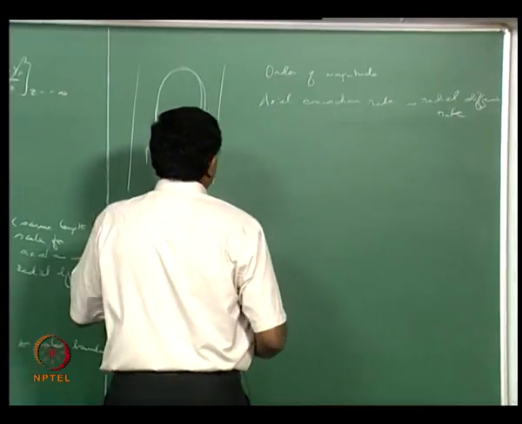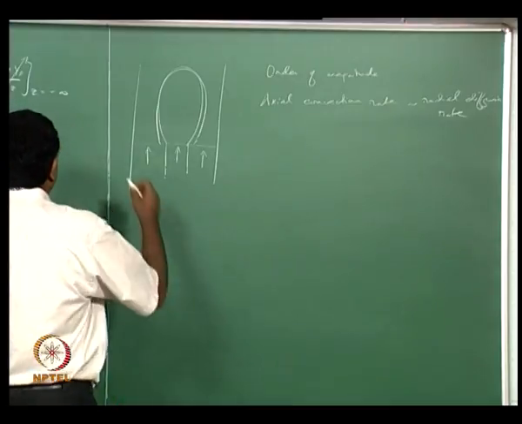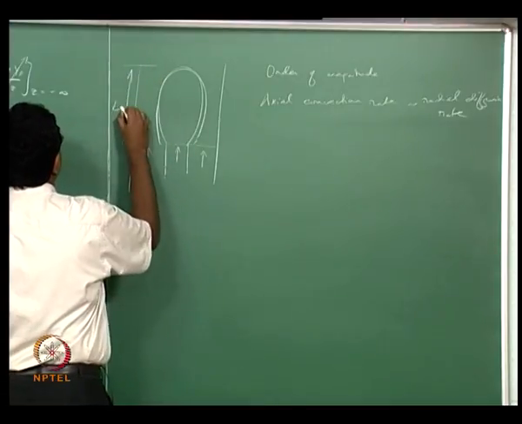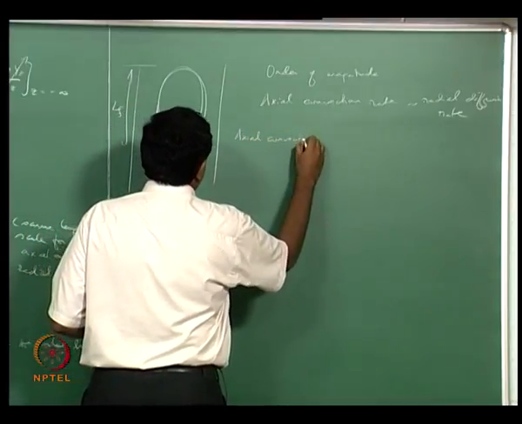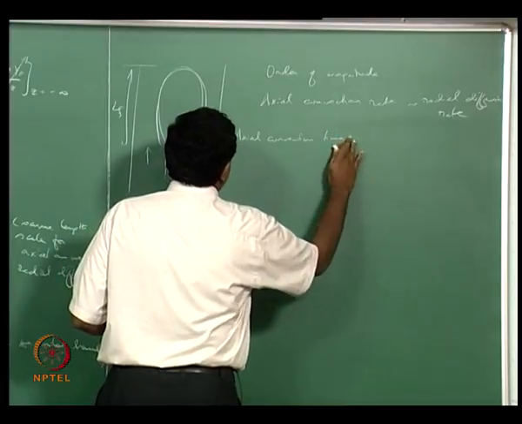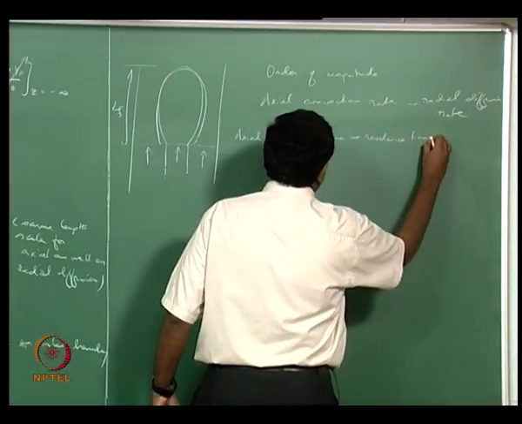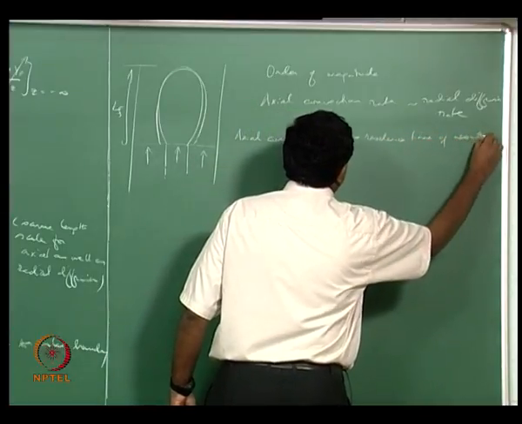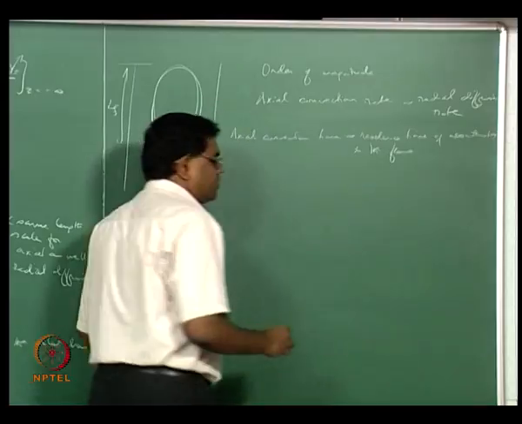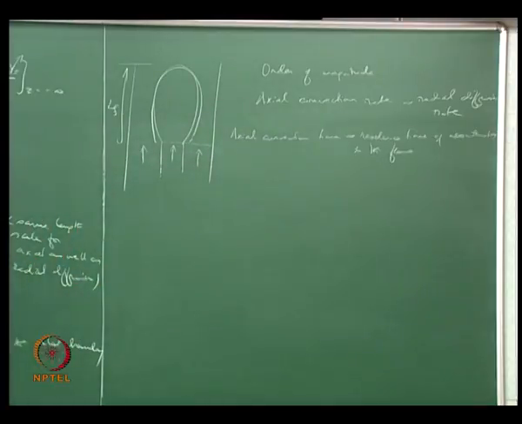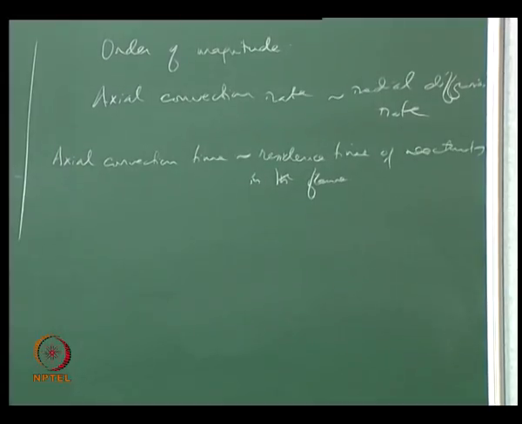An axial convection time scale is essentially, let us suppose that you now have the flame length as LF. So axial convection time is essentially the residence time of reactants in the flame. The residence time is actually a very, very basic and important idea that you will find thought about in the design of combustors and so on.